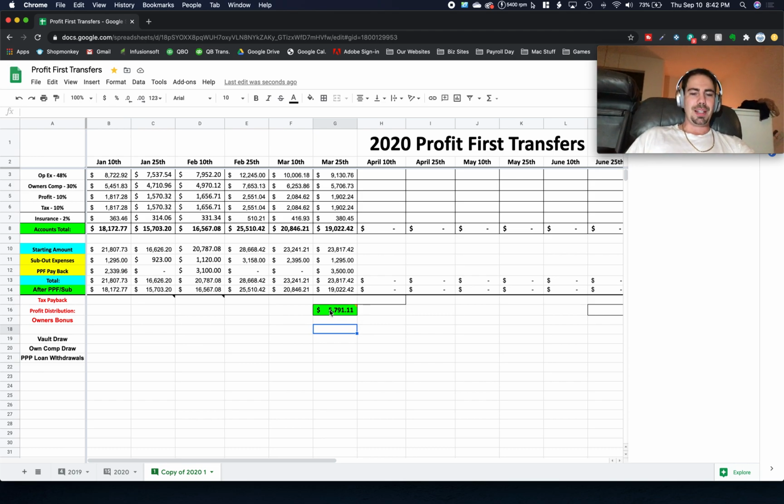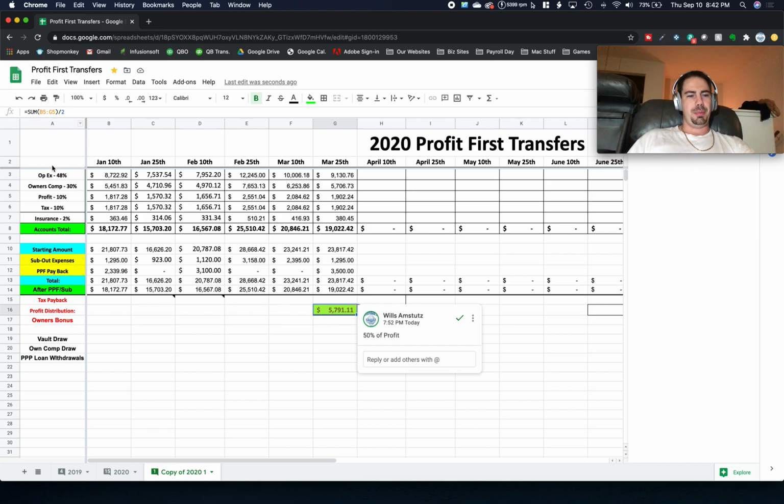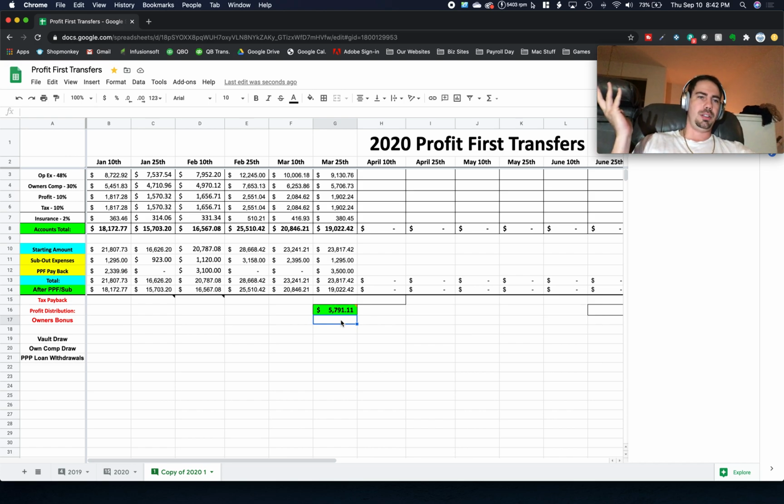So this I have set up basically with another formula. The formula is basically just adding up everything that went into the profit from the beginning of Q1 to the end of Q1, and then it's dividing it by 2, and this is showing me, okay, this is what our personal distributions are going to be. And then the other 50% is going to be sent into our vault, our savings account.